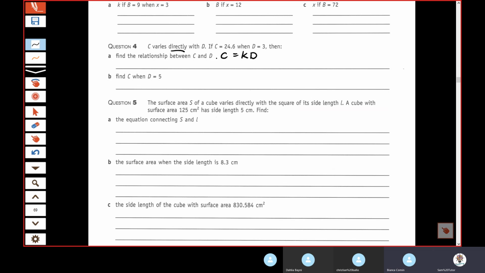Very simple. That's what you've got to always do, regardless. So 24.6 equals K times 3. How do I get rid of the times 3? I think we get it by now. Divide by 3, you get 8.2. Therefore, what's your relationship between C and D? It's C equals 8.2 D.